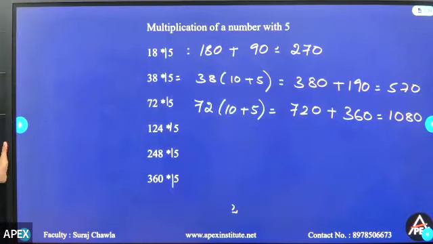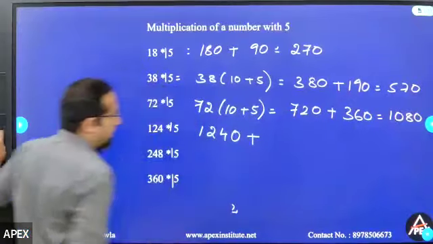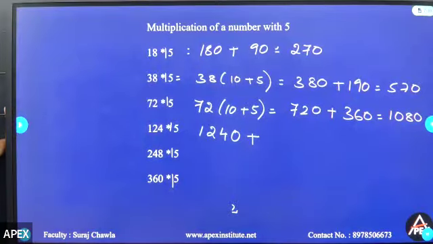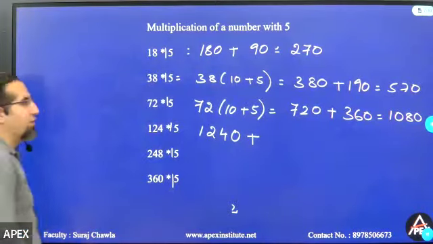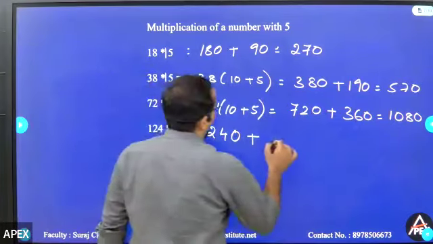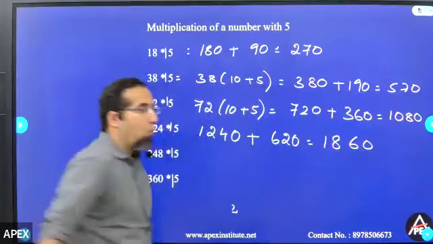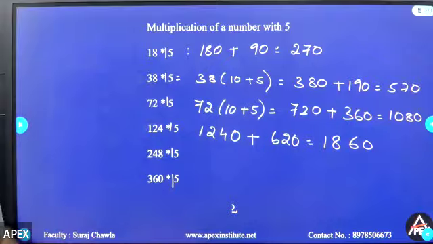Clear? 124 into 15 becomes 124 into 10. That is 1240 plus 124 into 5. Now 124 into 5 is going to be half of 124 into 10. So half of 124 into 10 is going to be 620, and therefore your answer becomes 1860. Don't just observe. You can't learn swimming by watching a video. Can you? So please solve. Unless you solve, you'll never improve in calculation or mathematics, anything.